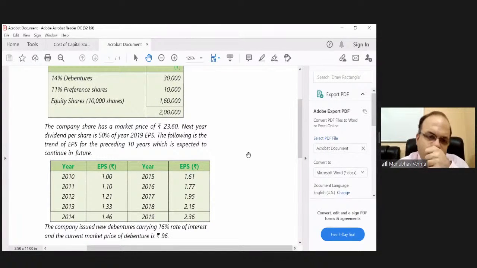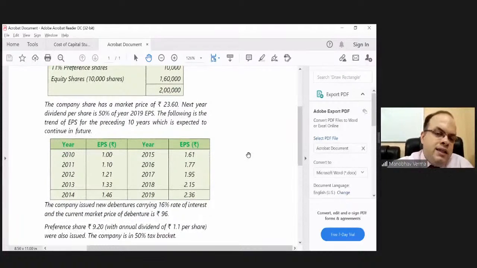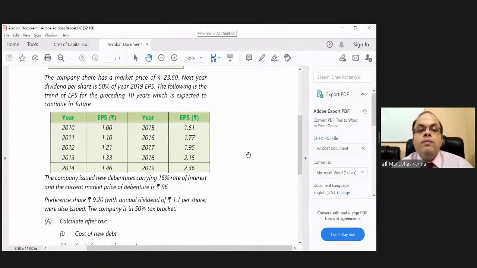Next year, dividend per share is 50% of year 2019 EPS. Following is the trend of EPS for the preceding 10 years, which is expected to continue in future. The company issued new debentures carrying 16% interest, and the current price of debentures is 96. Okay, so we're talking about a scenario where the preference shares are also there, price 9.2, annual dividend 1.1, and the company is in the 50% tax bracket. Wonderful.